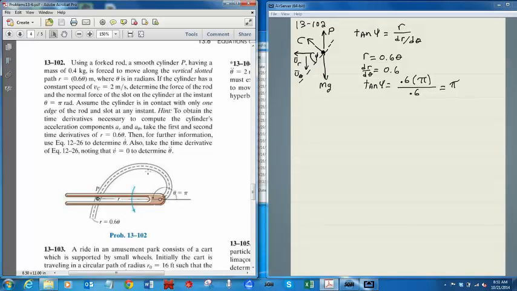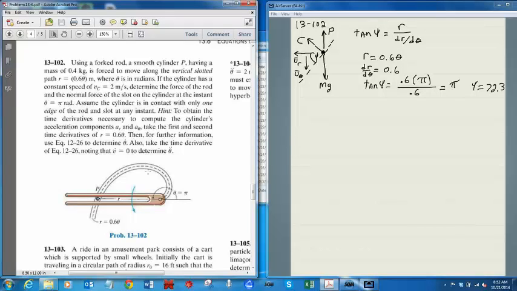So if you take the inverse tangent of pi, you have the angle psi equals inverse tangent of pi, 72.3 degrees. Okay, so that is the angle between the tangent line and the u_r.